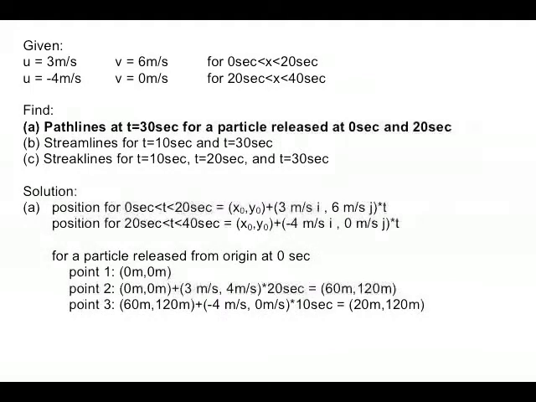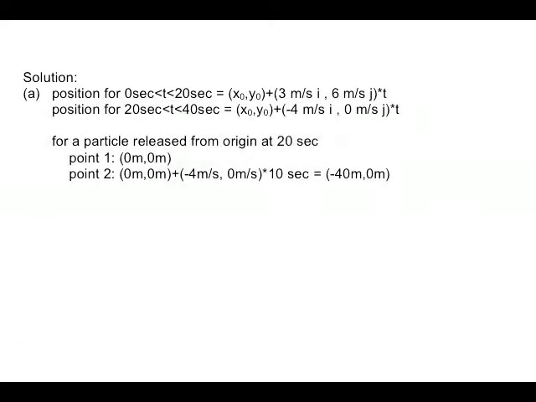The velocities were linear, so the particles traveled on a straight path during each time interval. We used the position equations to find where each particle was at the start and end of each time interval. For the particle released at 0 seconds, we needed 3 points to graph the path line. For the particle released at 20 seconds, we needed 2 points to graph the path line.